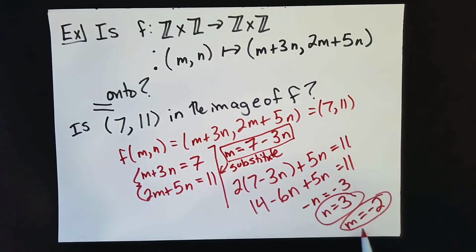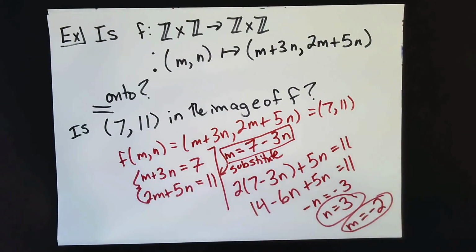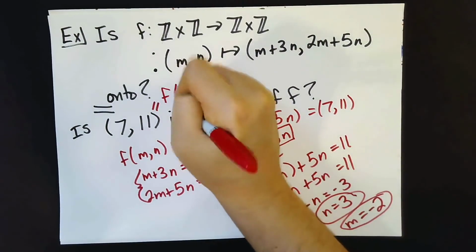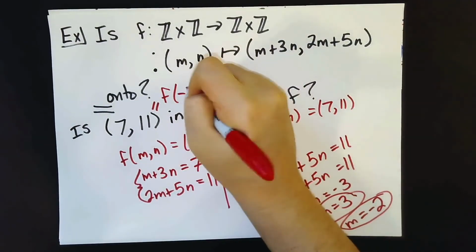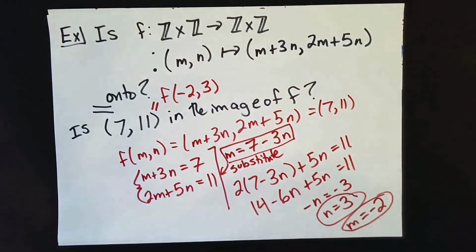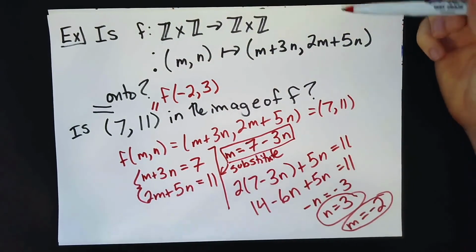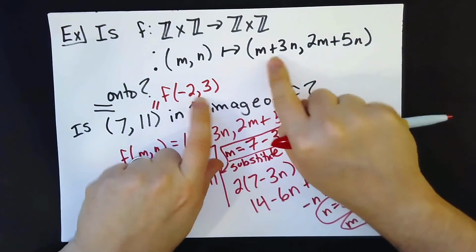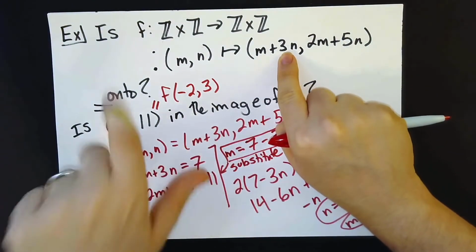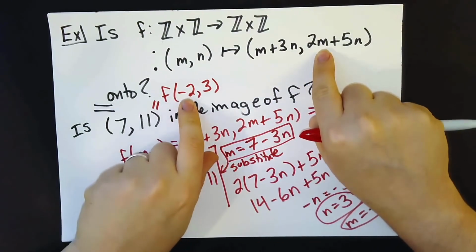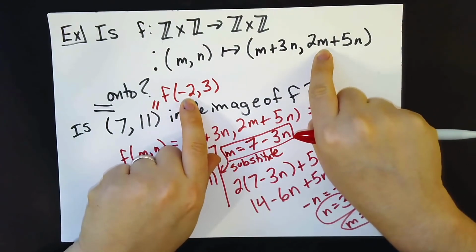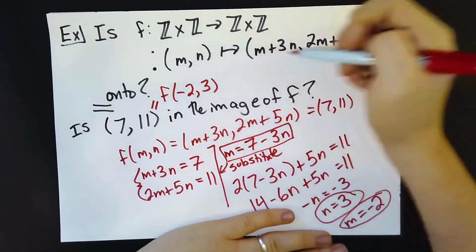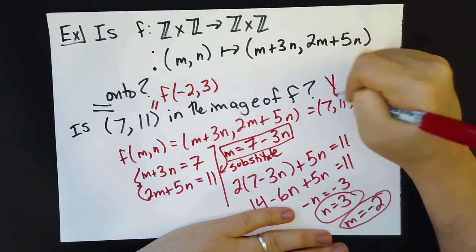And so we think we've shown that (7, 11) is in the image. Namely, we think we've shown that if I take f of (minus 2, 3), I should get (7, 11). Let's check. Minus 2 plus 3 times 3, that's 7. Great. Minus 2 times 2 is minus 4 plus 15. That's 11. Great. So (7, 11) really is in the image.